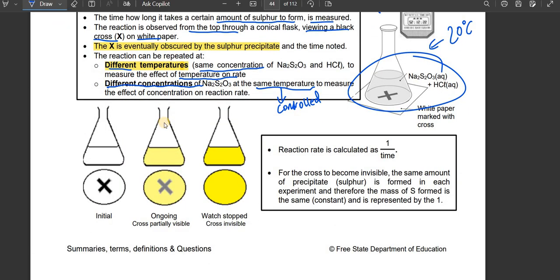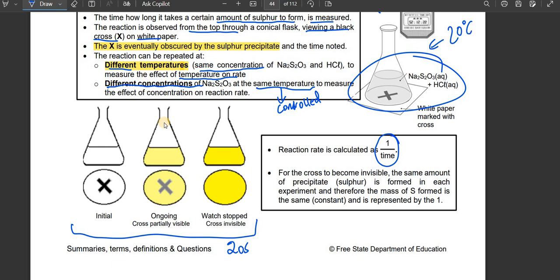And then like we said before, this is also what they're trying to show you there visually. You see that initially you can see the X. As time is going, you can partially see it, and then after a long time, the cross is invisible. Then you can stop the watch, right? Then reaction rate, we said we calculate it as 1 over time. If this whole thing took 20 seconds, you just say 1 over 20 seconds. That gives you the rate.